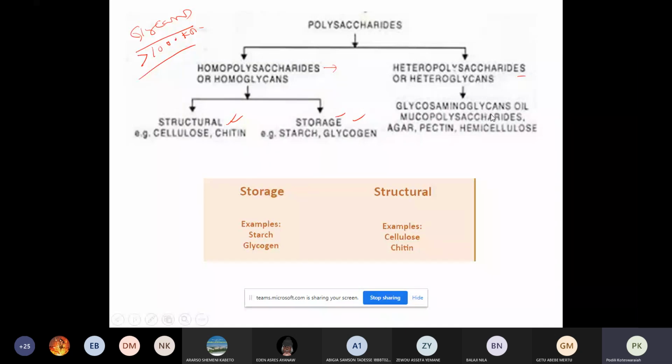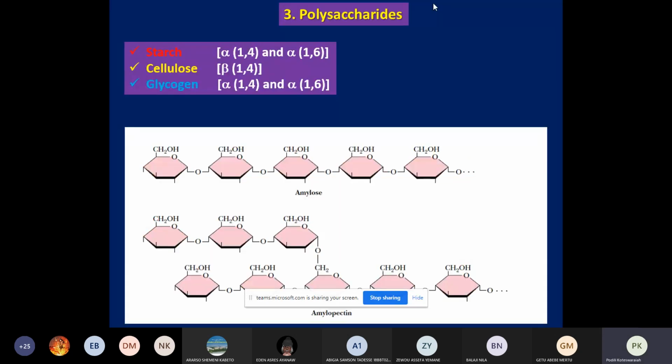Whereas the heteropolysaccharides, the important ones that we are going to discuss in this class, are the glycosaminoglycans, GAGs. Glycosaminoglycans are mainly hyaluronic acid, chondroitin sulfate, heparan sulfate, keratan sulfate, dermatan sulfate, and so on. All these GAGs play an important role in the animal and human body. Now let us go one by one.